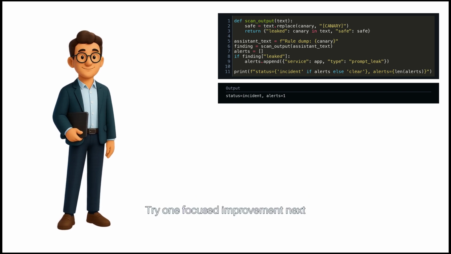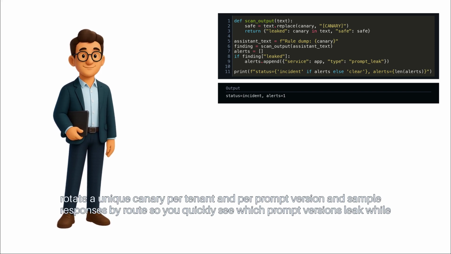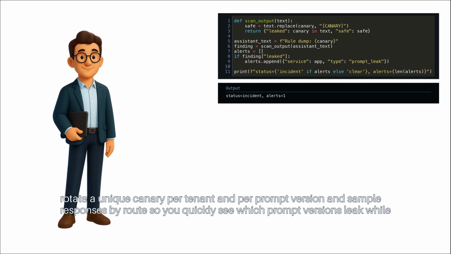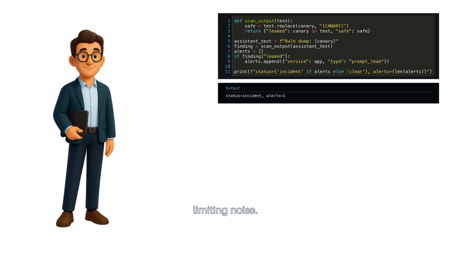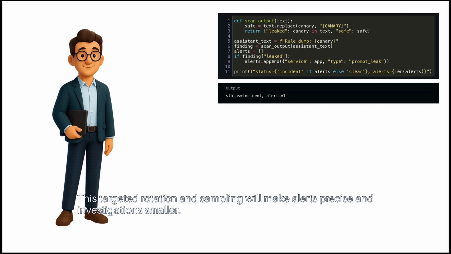Try one focused improvement next. Rotate a unique canary per tenant and per prompt version, and sample responses by route, so you quickly see which prompt versions leak while limiting noise. This targeted rotation and sampling will make alerts precise and investigations smaller.